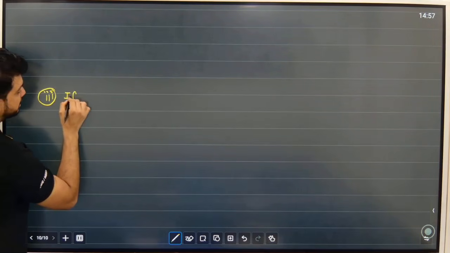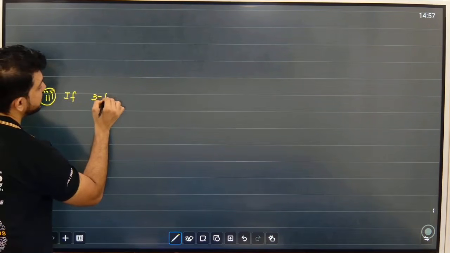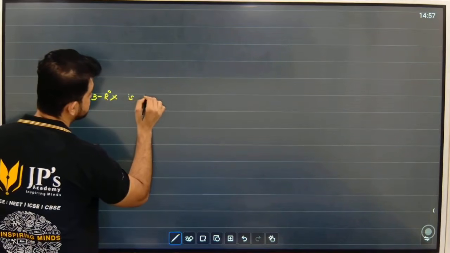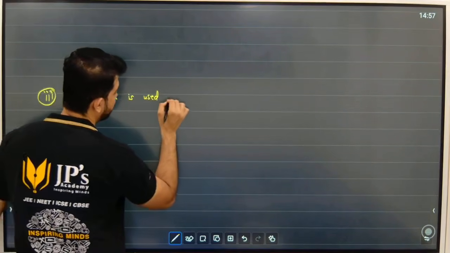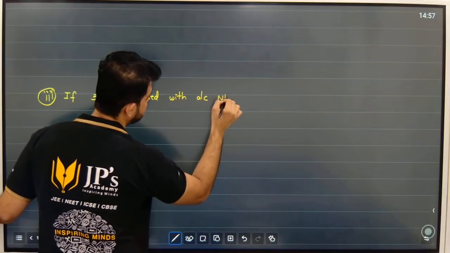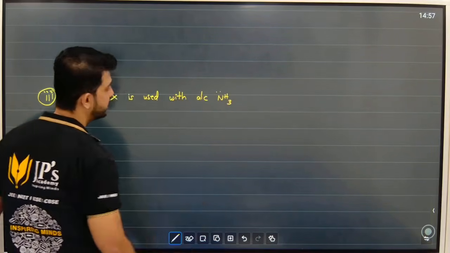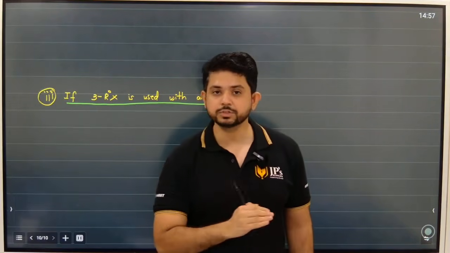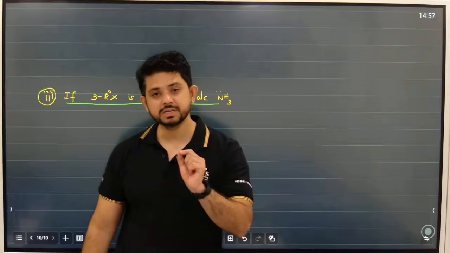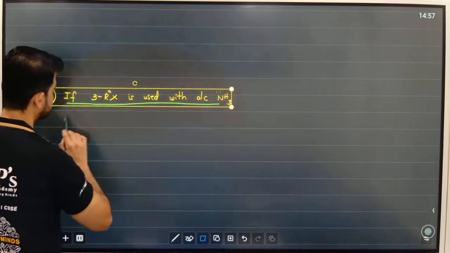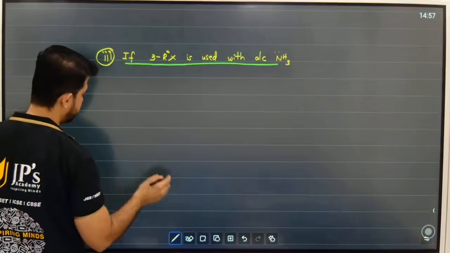If tertiary alkyl halide is used with alcoholic ammonia, then अगर tertiary alkyl halide is used with alcoholic ammonia, then instead of substitution, elimination takes place. I repeat, instead of substitution, students, elimination reaction will take place.